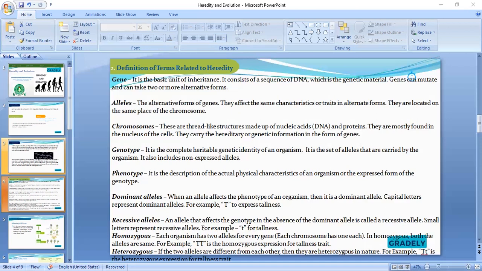It consists of the sequence of DNA, which is what? The genetic materials. Are you getting it? Now, it is said that genes can mutate. Now, when we're talking about mutate, we're talking about mutation. When you hear about mutation, I want you to write it down. Mutation simply means the sudden change in the DNA sequence of a gene.